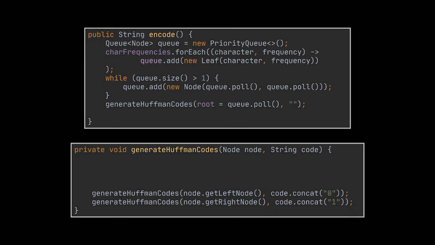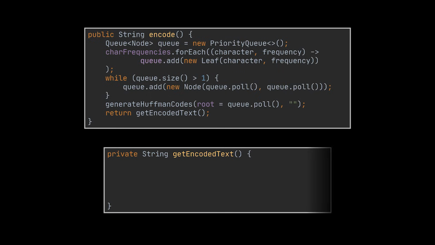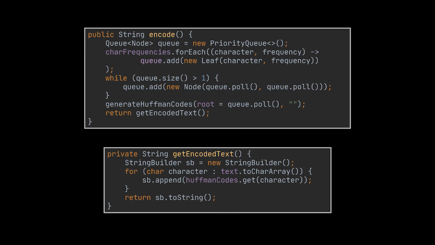We will keep doing this until we reach a leaf node, only then the Huffman code will be complete, and will be added to the map of codes we instantiated at the level of the class. With this, our codes are now generated. Finally, to retrieve the encoded text, I invoked the getEncodedText method, which will simply loop over the characters of the given text, and replace each character with its corresponding code after fetching it from the codes map we just populated.